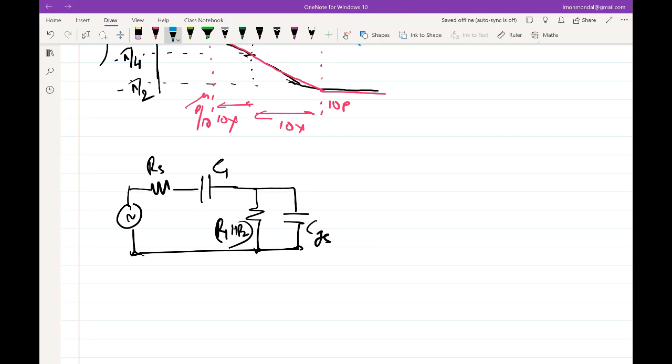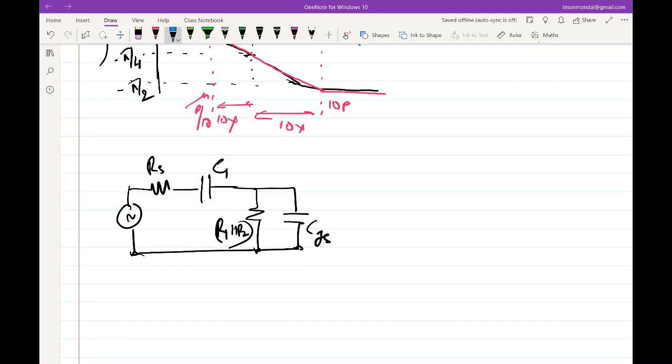Note that CGS is not totally in your control. You can size the device to some extent to increase or decrease CGS, but C1 is totally in your control. C1 is not a device capacitance. It's a capacitance that you have put to ensure that the signal goes through. So can you comment on the value of C1 with respect to the value of CGS? What would you want it to be? C1 has to be much smaller than CGS or the other way around? C1 should be smaller.